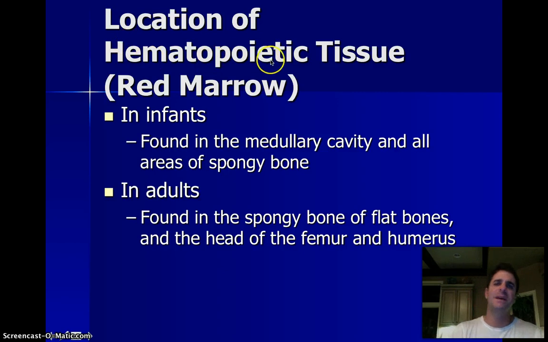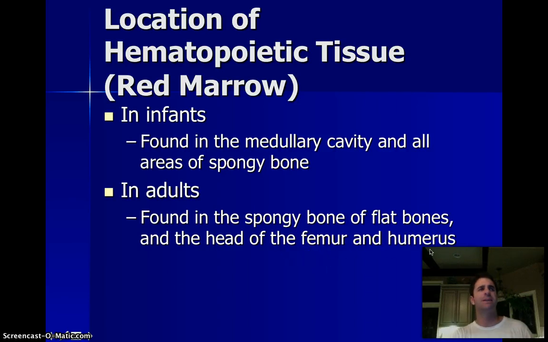And it's the same type of tissue, by the way, that's found in the umbilical cord, which is where they would cut out and save for a baby should there be any kind of blood-based disease. They can use it for treatment. It's a common business now. But in adults, the red bone marrow is few and far between, only in the spongy bone of flat bones, and then in the head of the femur and the humerus.